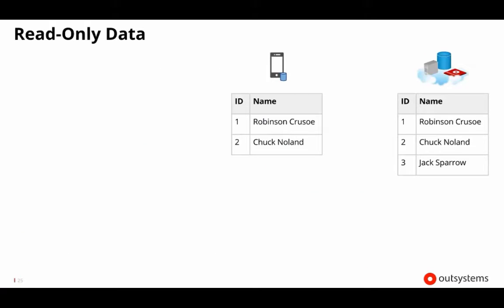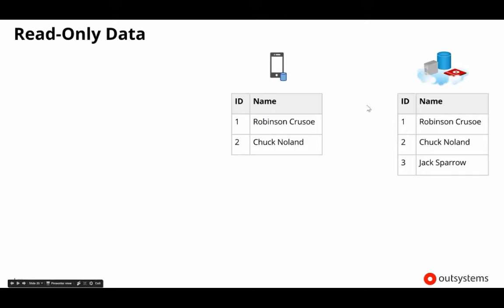Let's try to understand a little bit better the process instead of looking at the code. So what happens right now in this situation is that we have inside the mobile device, in its own database, two castaways. So Robinson Crusoe here is Chuck Nolan.